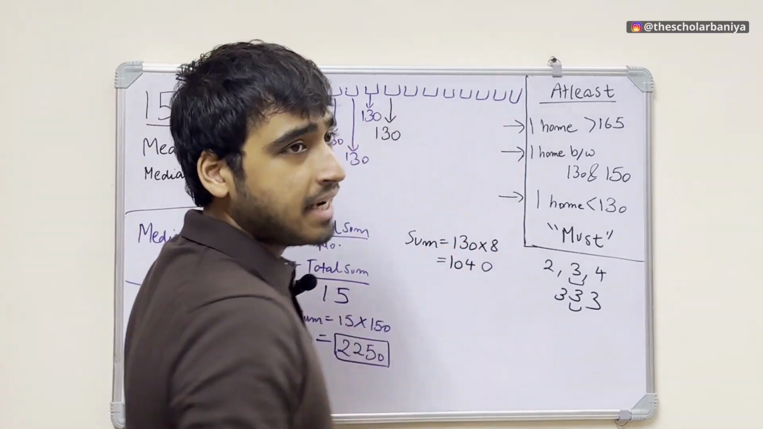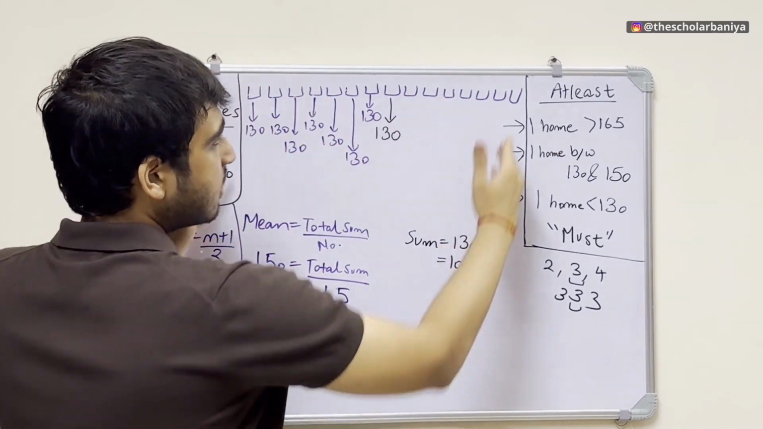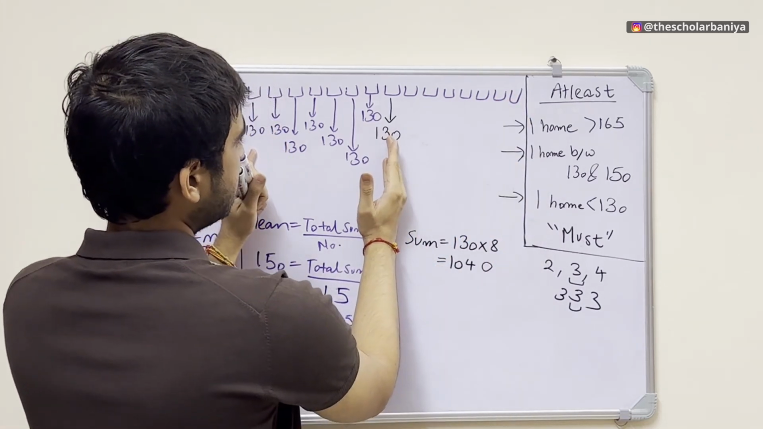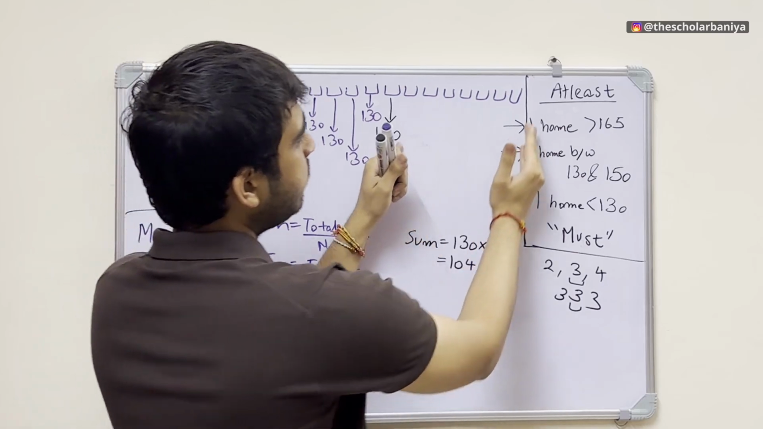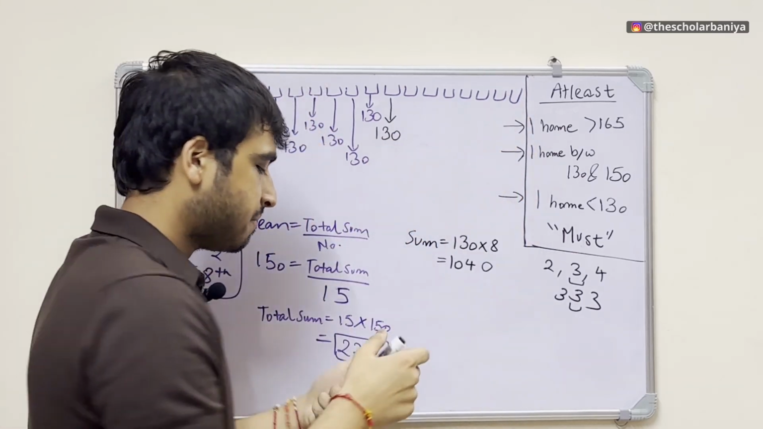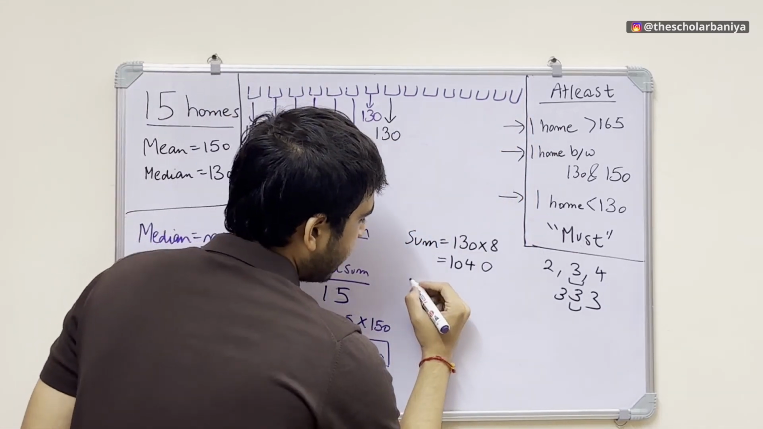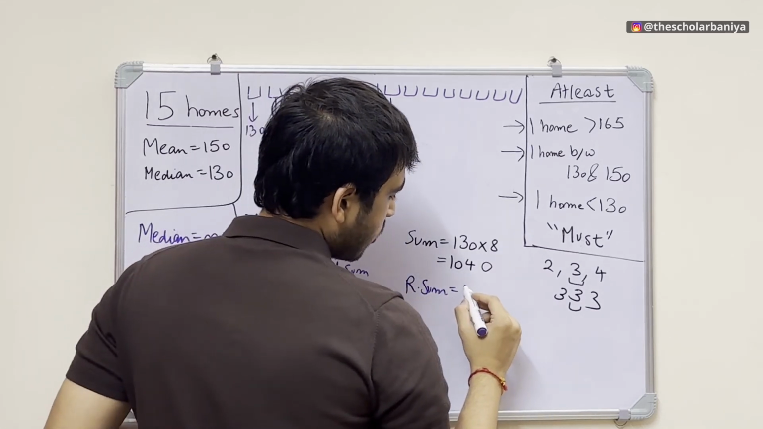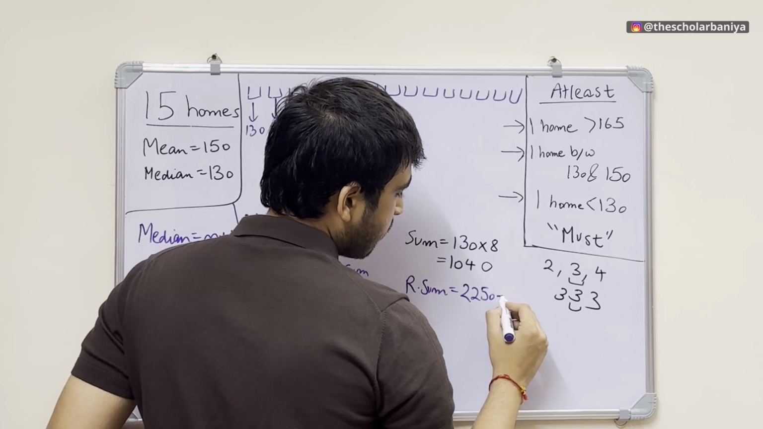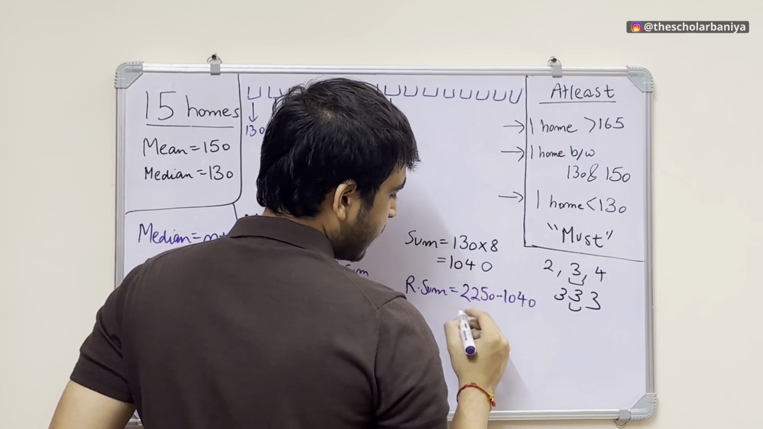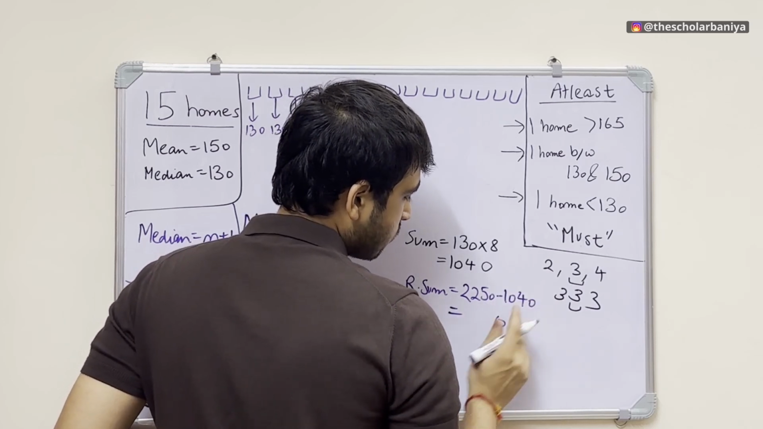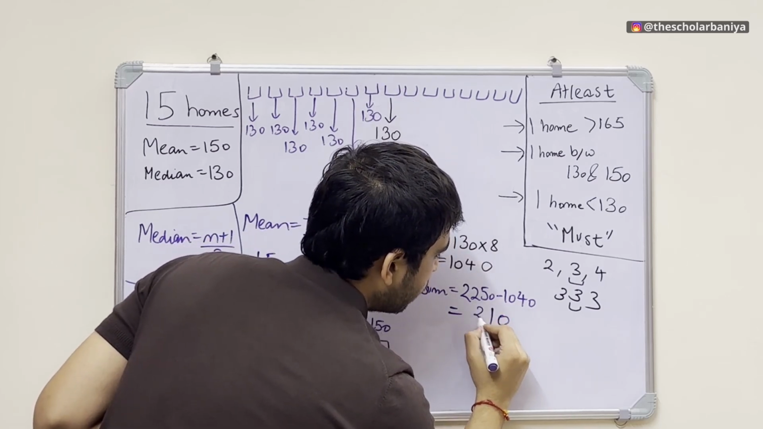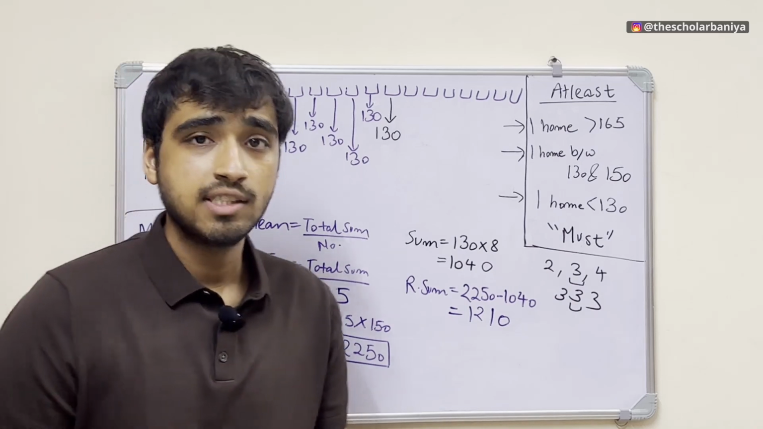So now if I subtract the total sum minus this sum, what will we get? The sum of the remaining houses, right? If we subtract the total sum, which is 2250, minus the sum of these houses, which is 1040, then we'll get the sum of the remaining houses. So the remaining sum is equal to 2250 minus 1040, right, which turns out to be 1210.